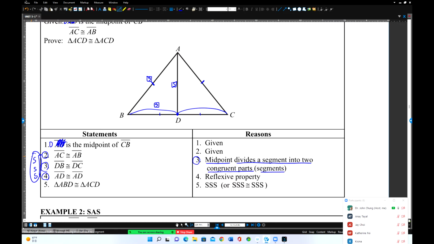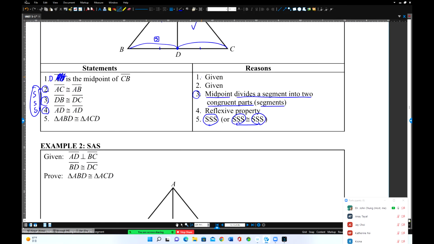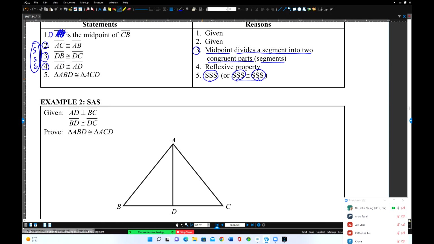Triangle ABD is congruent to triangle ACD. You can just say side, side, side, and that's okay. But some teachers like this: these three sides on this triangle and the other three sides on the other triangle are congruent. The next one is angle side angle over here.